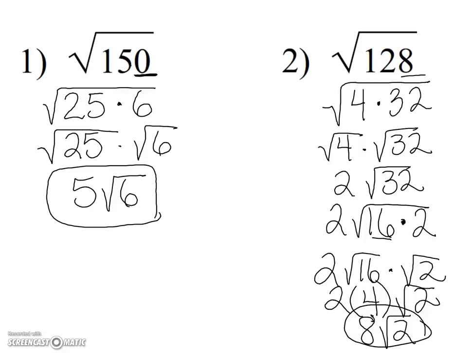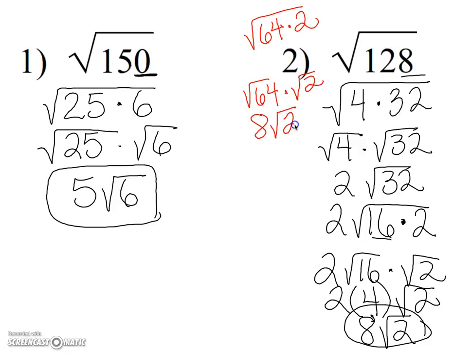Now, there's another way that we could do 128. You could have renamed 128 as the square root of 64 times 2. And that's the square root of 64 times the square root of 2, which gives you 8 square root of 2. Okay? Like I've been telling you all year, it doesn't matter to me what method you use, as long as you have work to justify your answer.